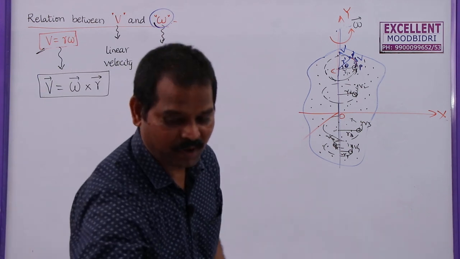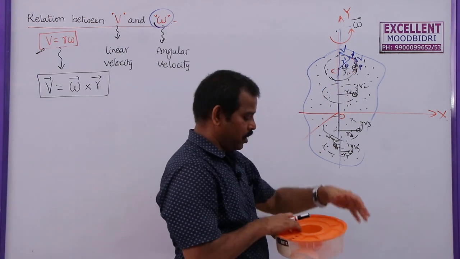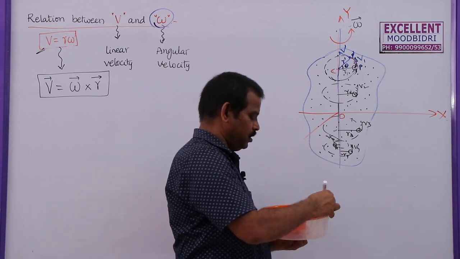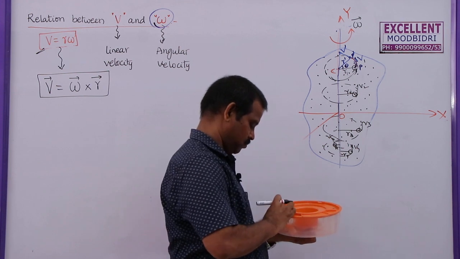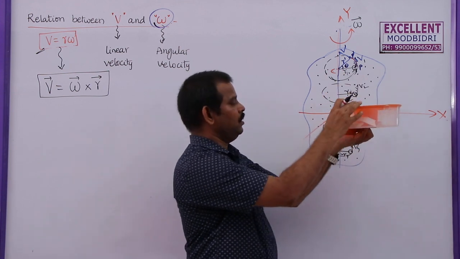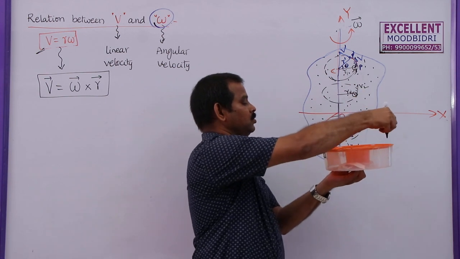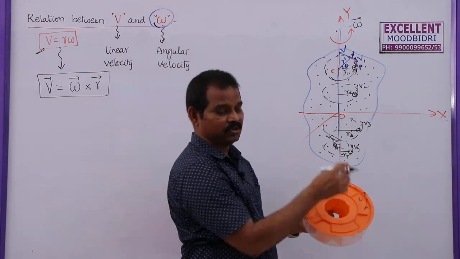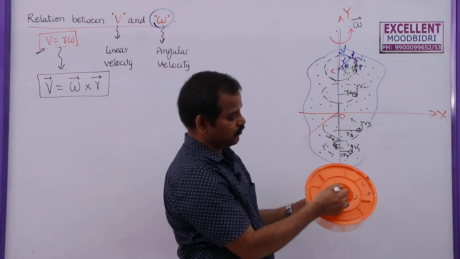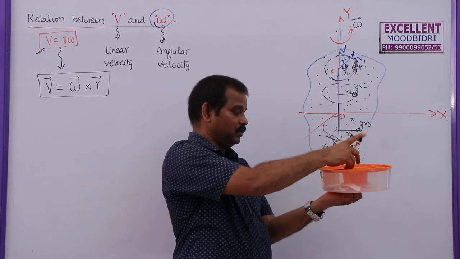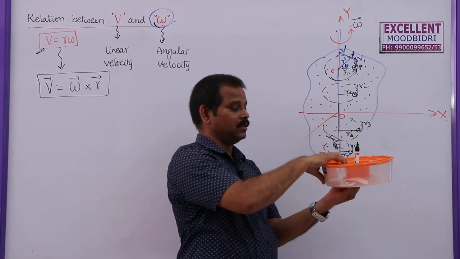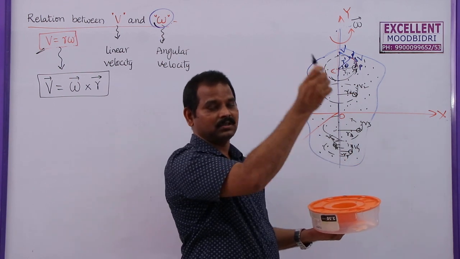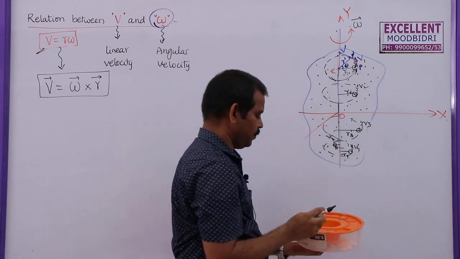Now let me take the same one. I am taking this point P somewhere here. P is rotating in this direction. What is the direction of velocity? Velocity is in this direction, because velocity is always tangential. This is the radius r from the center. This is the axis of rotation, that is the y-axis. When it is rotating like this, omega acts along the axis of rotation. It never changes its direction. So omega will be along the axis of rotation, y.